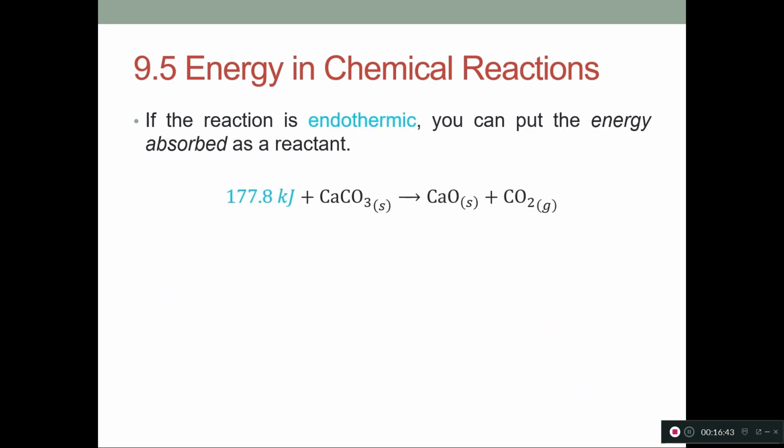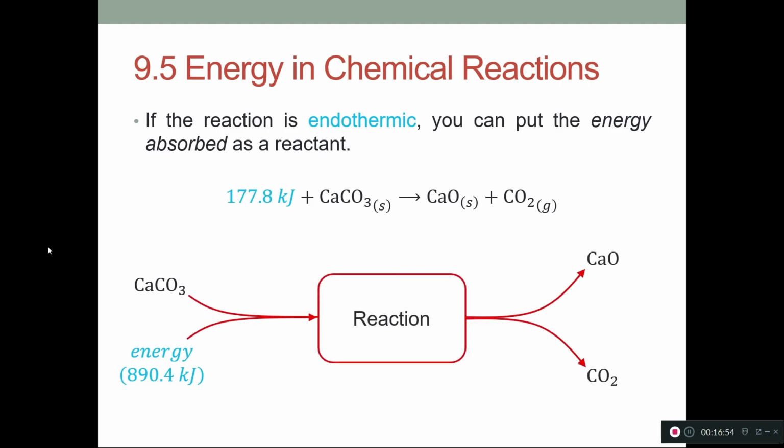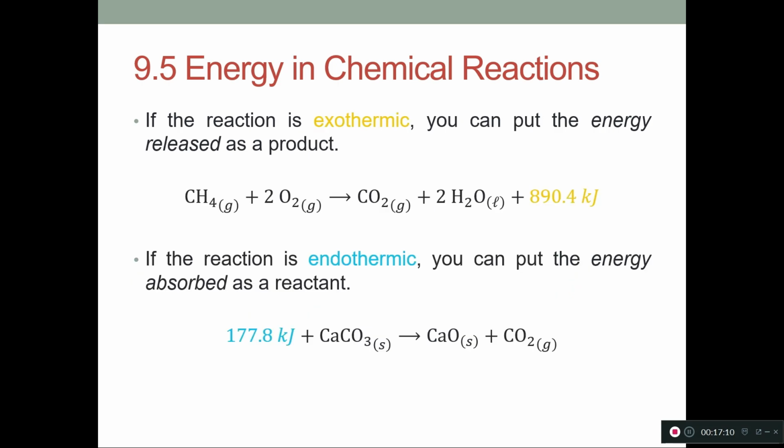But if we have an endothermic reaction, we see that we now have the heat on the reactant side. And so we can think about it this way. We're taking our reactant plus heat, putting them together into a reaction, and then getting the products out. So we have to put energy into the reaction in order to get the products out. And that's why in endothermic reactions we can think of the energy as being a reactant. And so this is what it looks like for both of them. If we have exothermic, the heat is a product. If it's endothermic, the heat is a reactant.